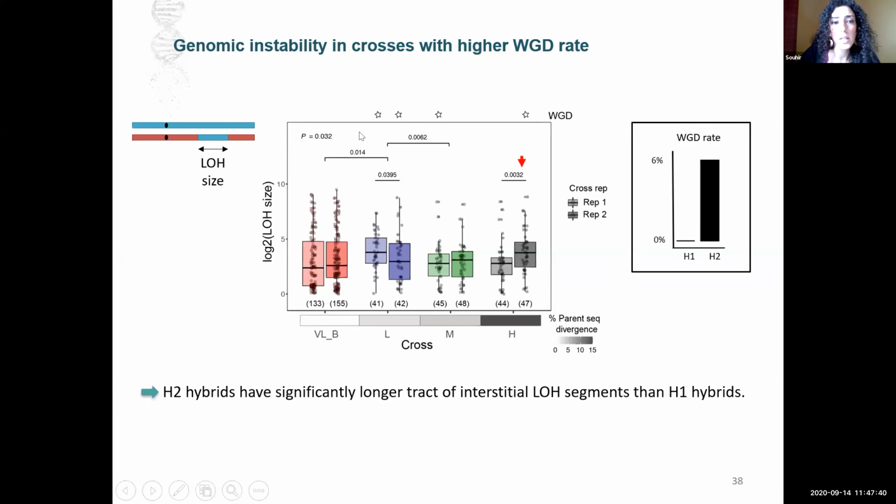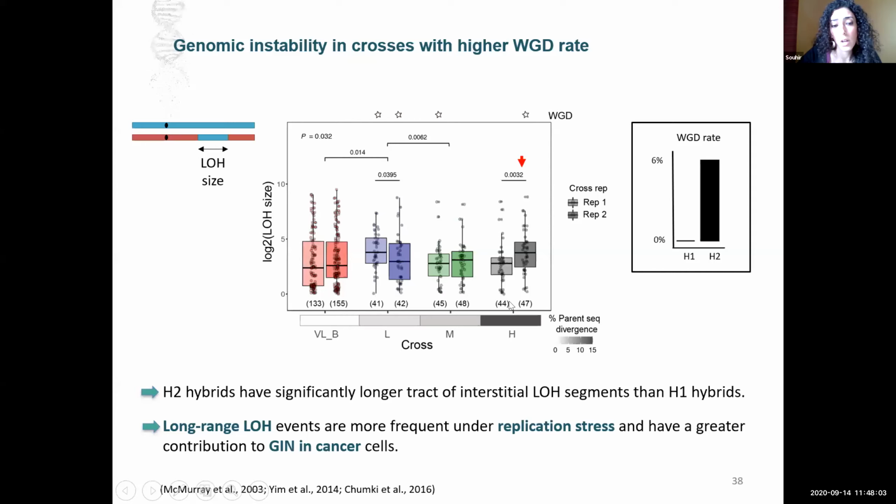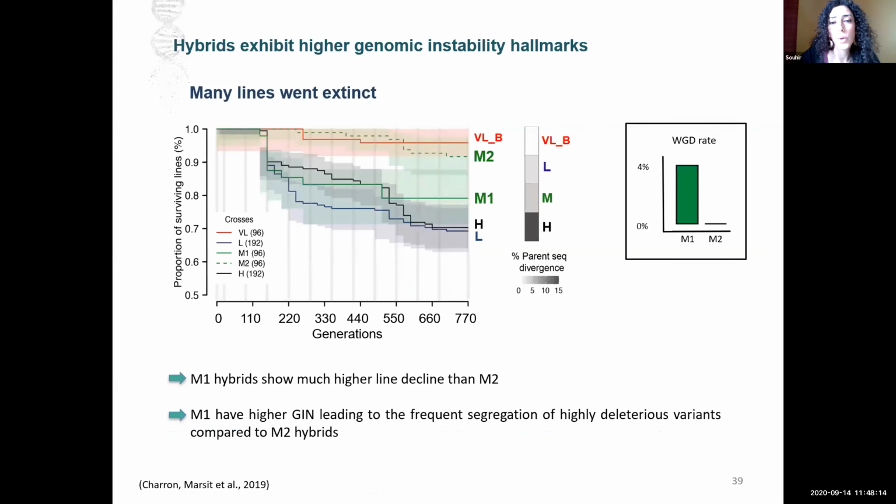So we analyzed the size of loss of heterozygosity segments among the different crosses, and we found that the H2 hybrids, which show a higher rate of whole genome duplication, also have a significantly longer tract of interstitial loss of heterozygosity segments than the H1 hybrids. Long tract LOH events have been described to be more frequent under replication stress and have a greater contribution to genomic instability in cancer cells. Also, we observed a difference in the rate of line decline between M1 and M2 hybrids.